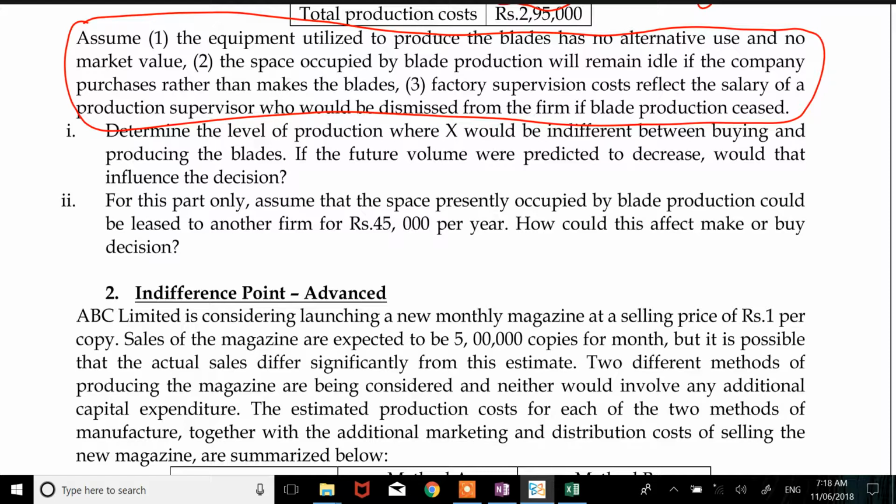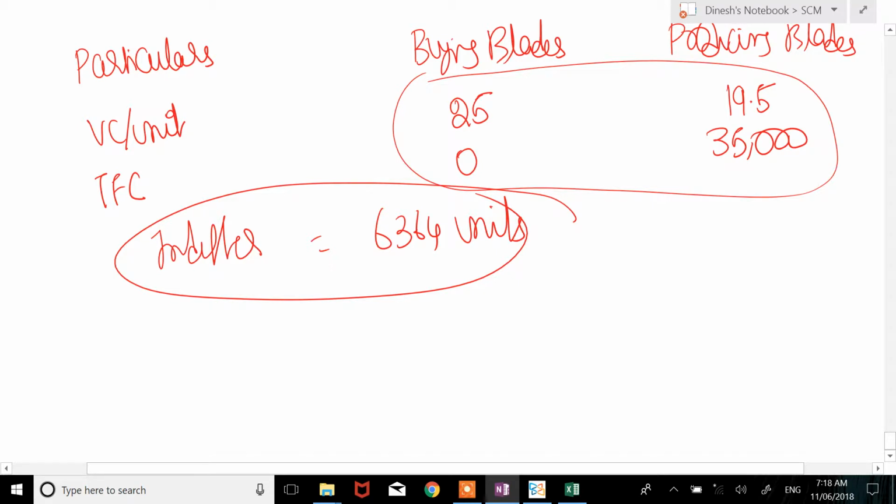Now, what is this 45,000? First, tell me that. It's an opportunity cost for making the blade. So there are two ways of writing it. I can say I will add a 45,000 of opportunity cost here, or I will write minus 45,000 this side. Why minus 45,000? This is the gain.